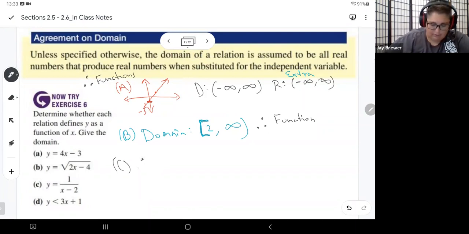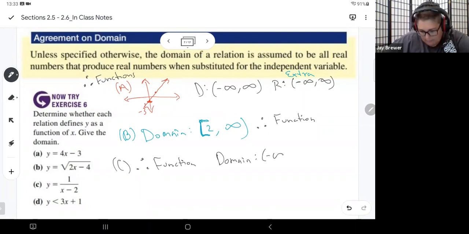So this is definitely a function, but your domain is a little bit interesting. It's going from negative infinity to 2, approaching 2 but not touching 2, and then going to positive infinity.